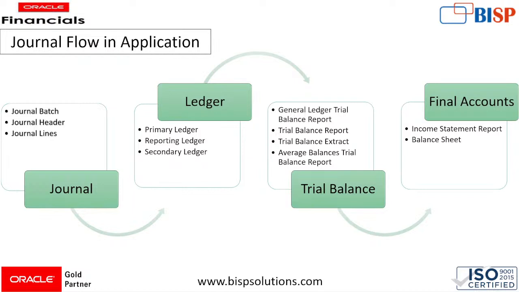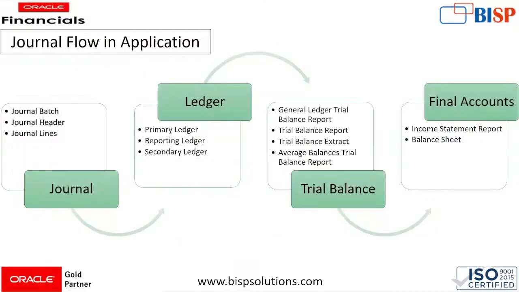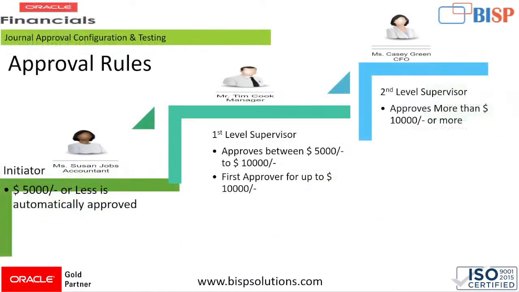So let us move to the application now. I will log out from this. Before that, we will create one approval rule in the BPM. That is the journal approval configuration we will do.